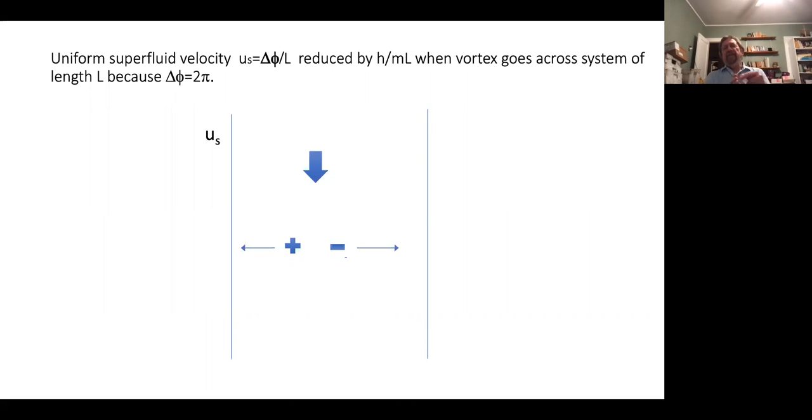But if for some reason these vortices are free to move, they will move in such a way as to dissipate the superfluid velocity, no matter how small it is. And therefore, such a system you'd have to call a normal fluid. So it's the properties of the vortices which determine whether the system is normal or superfluid.